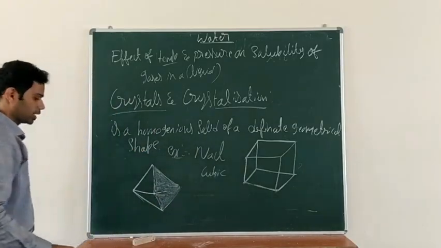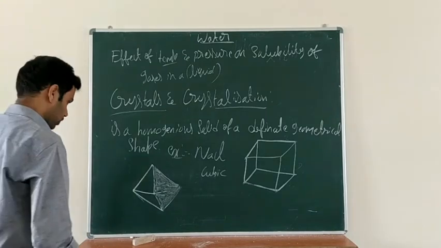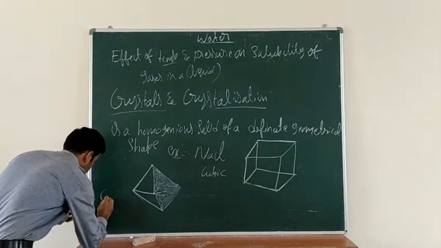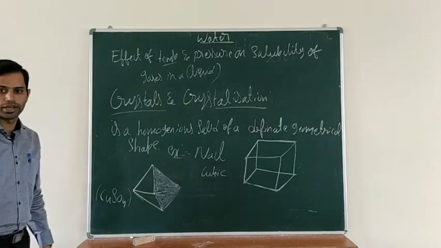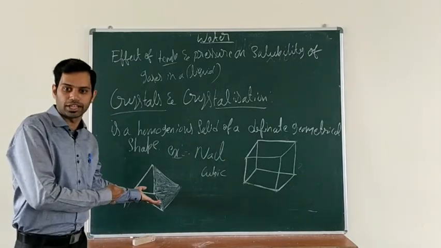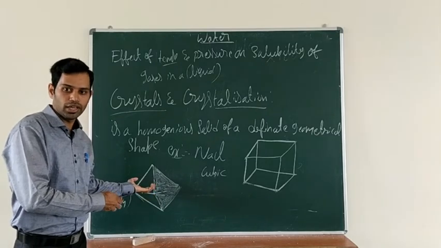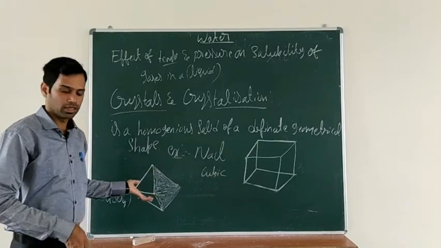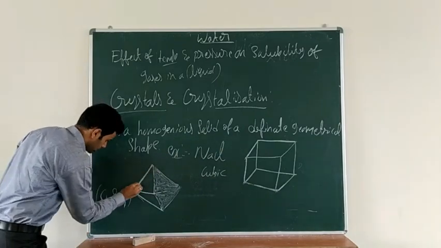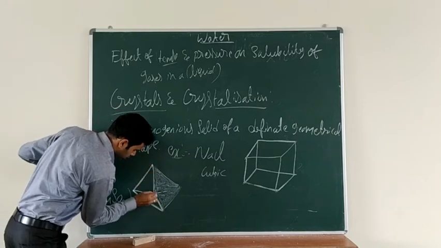This is a rhombohedral crystal, and its name is copper sulfate. It is a compound with one definite geometrical shape. So a crystal is a homogeneous solid of a definite geometrical shape. These are definite geometrical shapes, and they have sharp edges. Look at the edges; they have sharp edges.